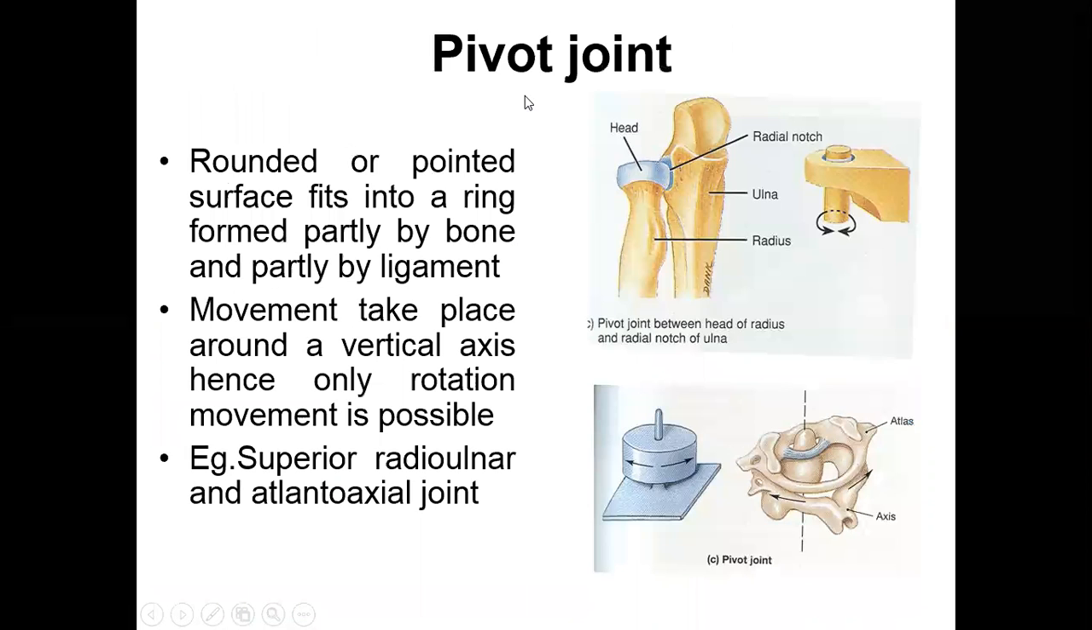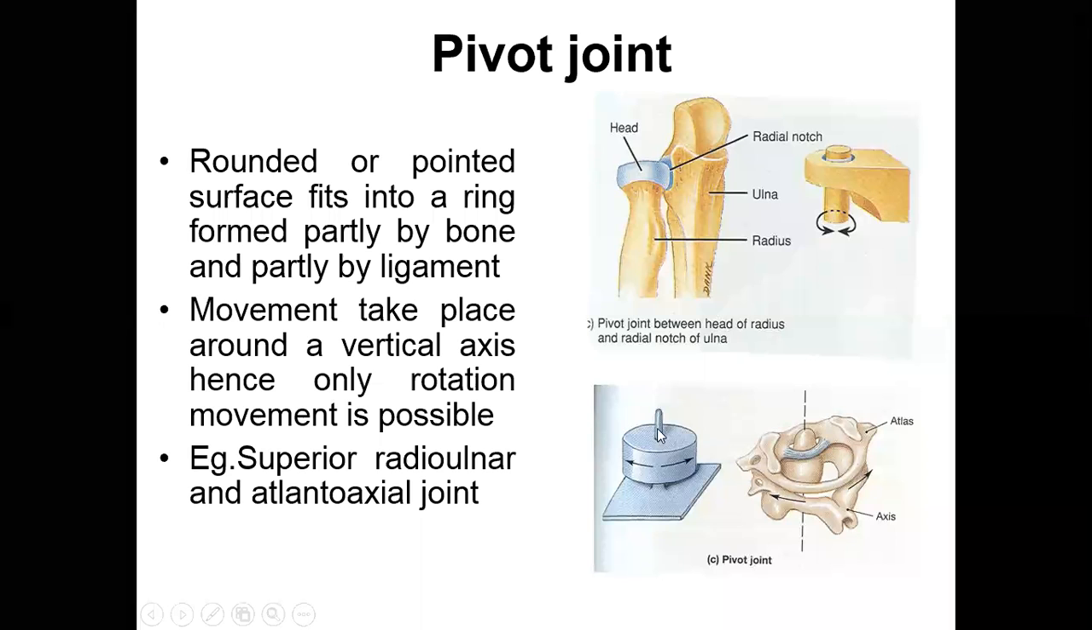Coming to the next, which is also a uniaxial joint, the pivot joint. But here the movements are a little different. Here the movements are rotatory movements. Now I will explain how the pivot joint is formed. Let's see here. There is a rounded or pointed surface. There's a pointed surface which fits into a ring.